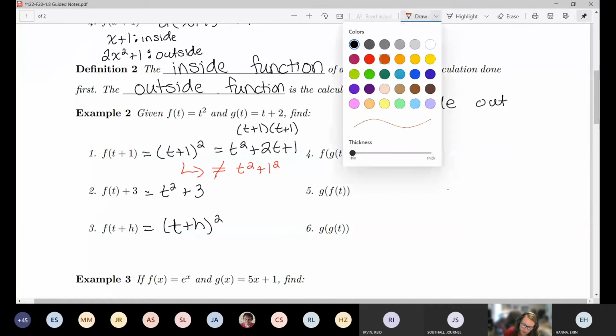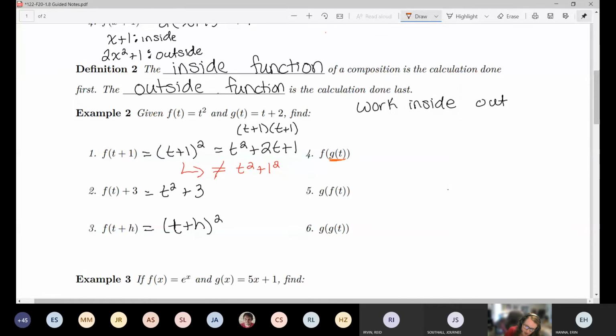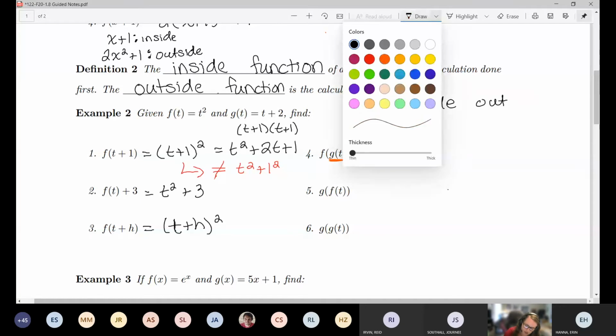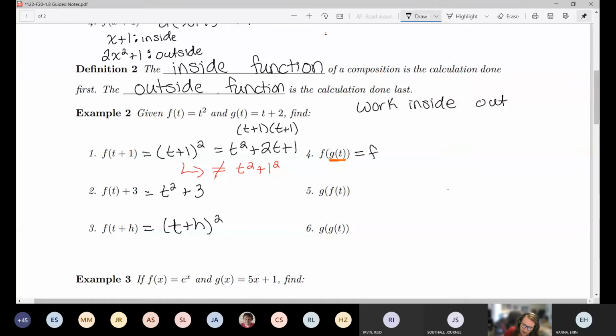So the first thing you want to focus on is g of t. Well, what is g of t? Let me rewrite this. I have f, and then g of t is defined to be t plus 2. So let me go ahead and rewrite that function name in there.